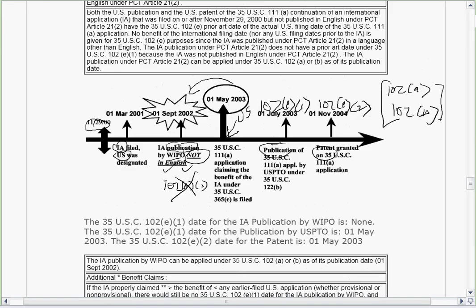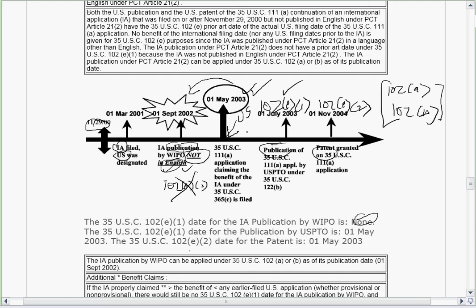The 35 U.S.C. 102 date of an international application is none. That's for the reasons we said. It's not in English. The 35 U.S.C. date for the publication by the USPTO is May 1st, 2003. That's this date because it's a U.S. filing date, and here's the prior art event of the publication. And the same with the patent, same date.